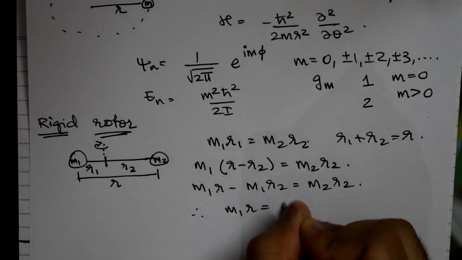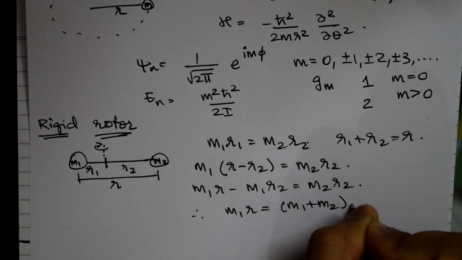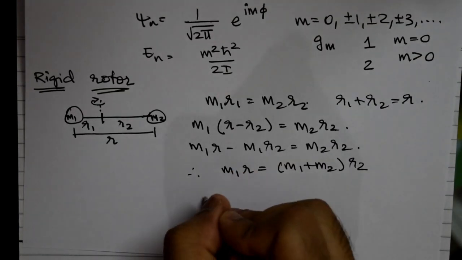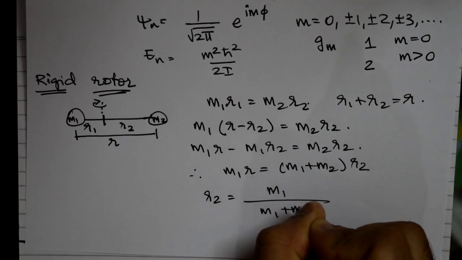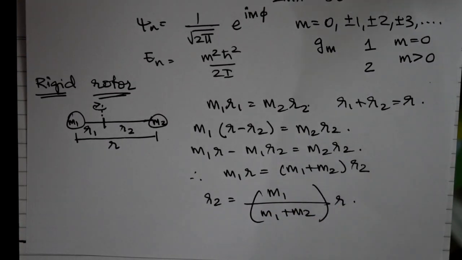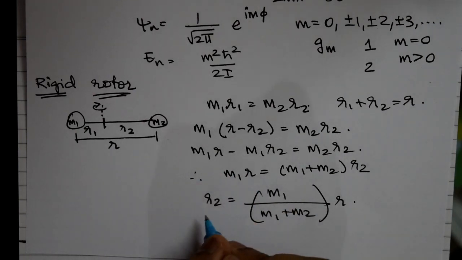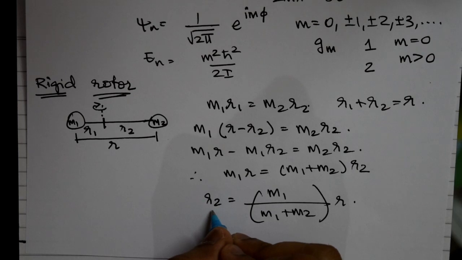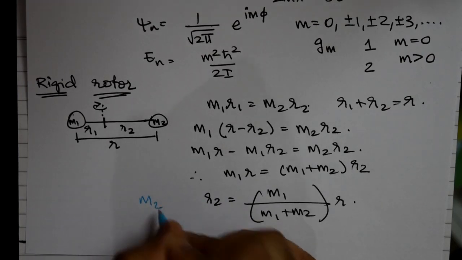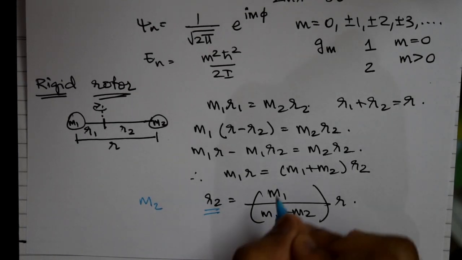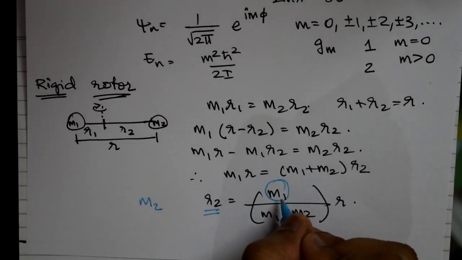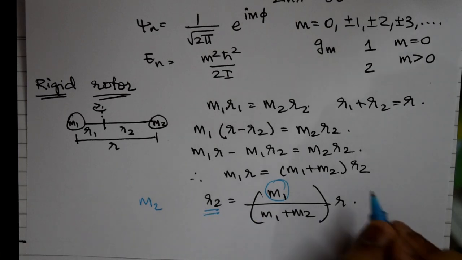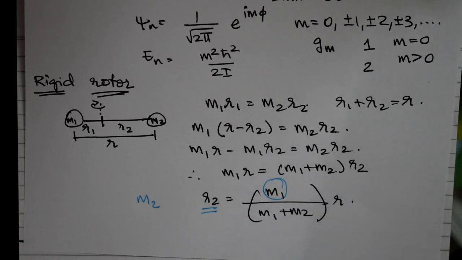M1 R is equal to M1 plus M2 times R2. R2 therefore becomes M1, the whole divided by M1 plus M2, multiplied by R. This is an important thing to understand. This means that the distance from the center of mass for body 2, which is M2, given by R2, depends on the mass M1, meaning that if M1 is heavier than M2, then R2 is larger. Remember, M1 plus M2 would be a constant for both.